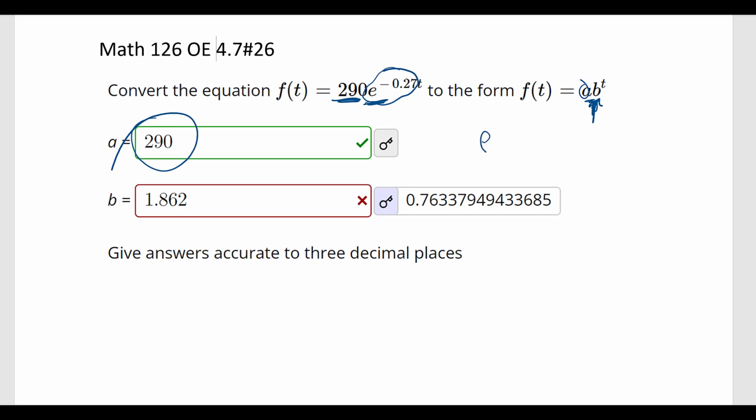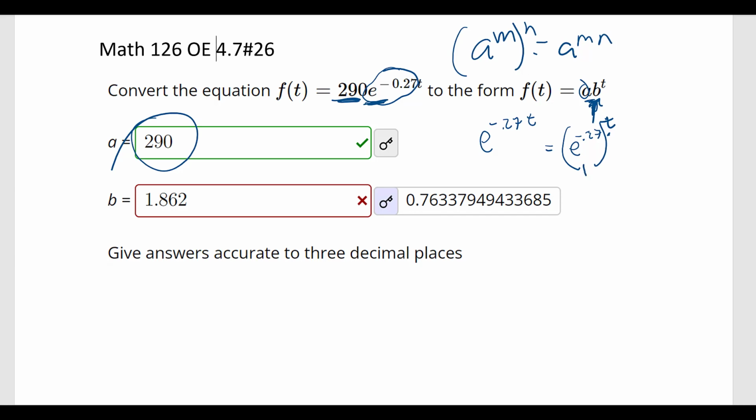But for our e to the negative 0.27 t, if you look at this as e to the negative 0.27 times, I should say, remember our exponent rules. If you have a to the m to the n, that's a to the mn. So you could treat this as e to the negative 0.27 t equals e to the negative 0.27 to the t power.